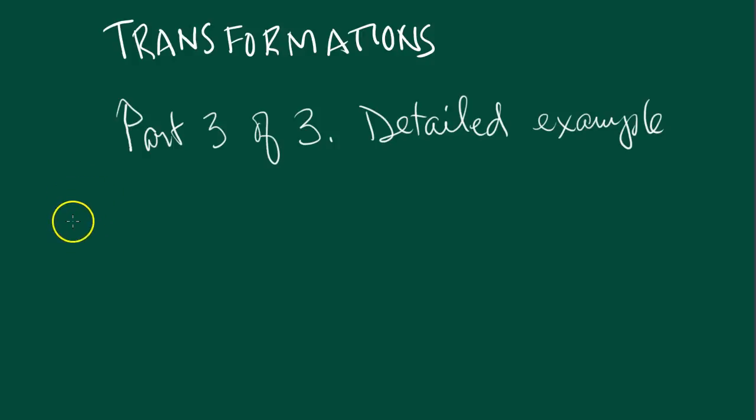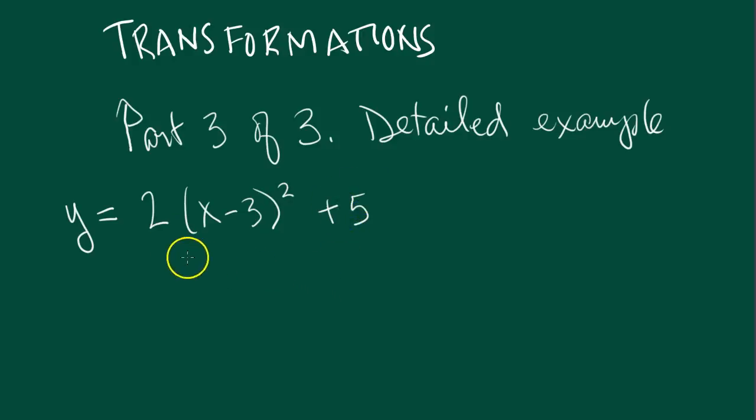So, the example I would like to use here is y is equal to 2 times (x minus 3) squared plus 5. So, let's think about this. I can see several different things happening. We're multiplying by 2. We are subtracting 3 inside the parentheses, and we are adding 5.